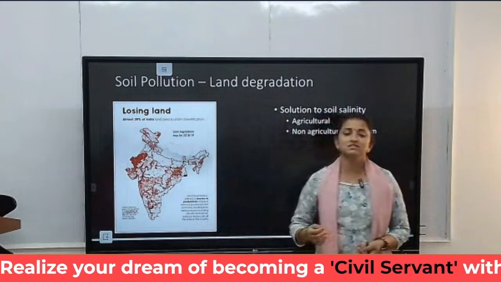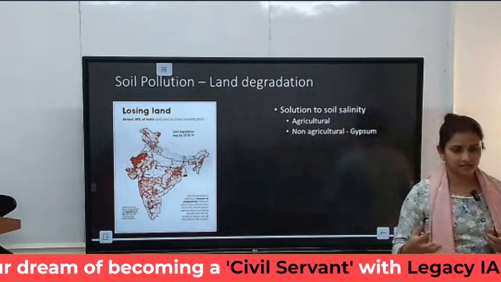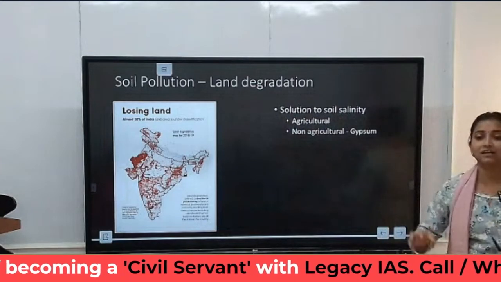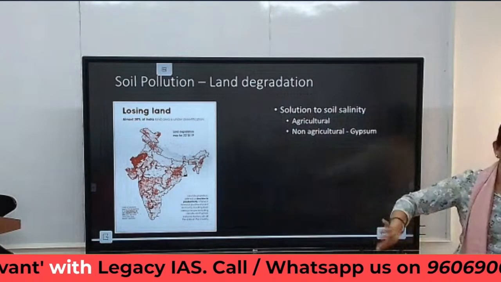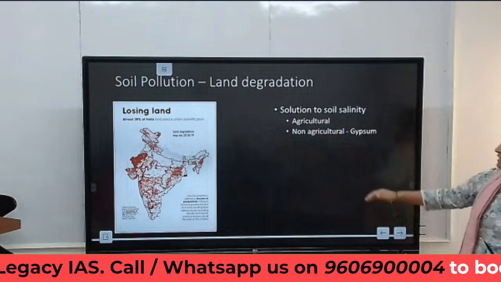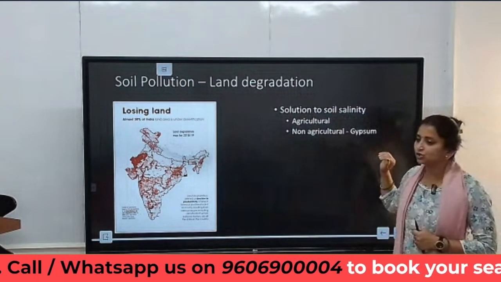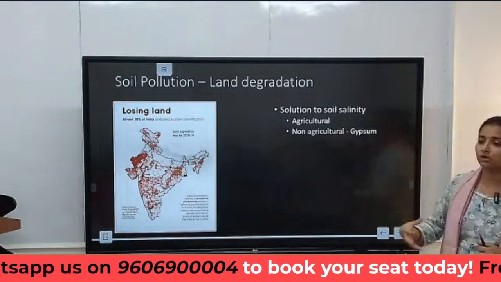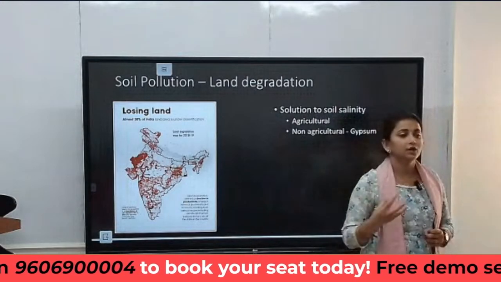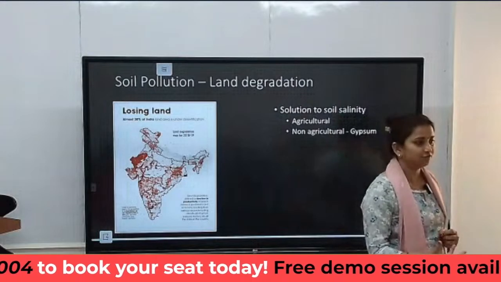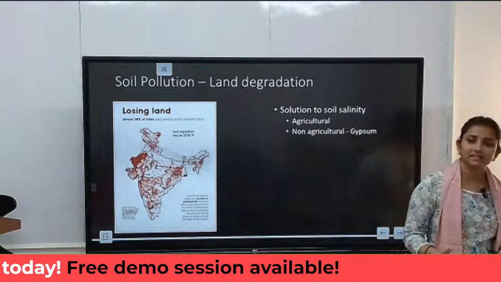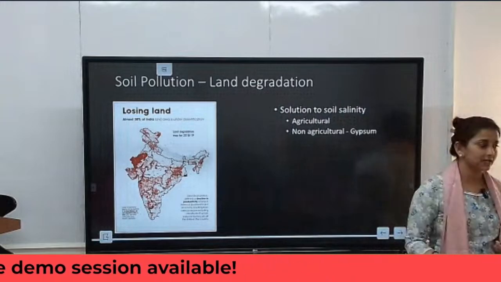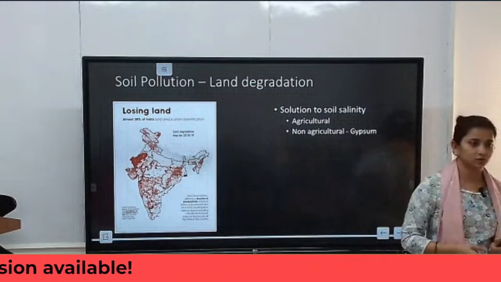So these are some of the solutions which can be handled to replenish the soil, to improve the quality of land. The other solution, a non-agricultural solution, can be adding of gypsum salt. Gypsum salt can be added to reduce the alkalinity of soils. This is most commonly done to reduce the alkalinity of soil, or acids are added to reduce the alkalinity of the soil.